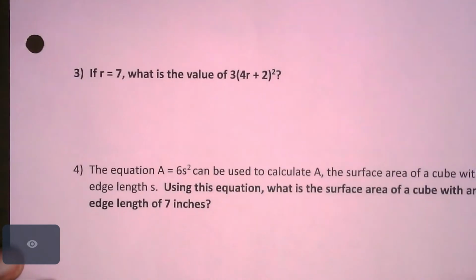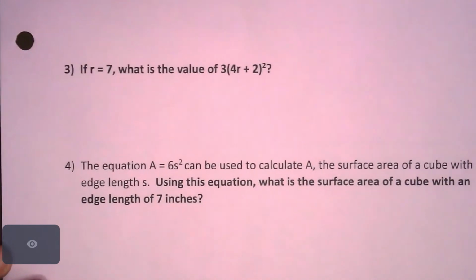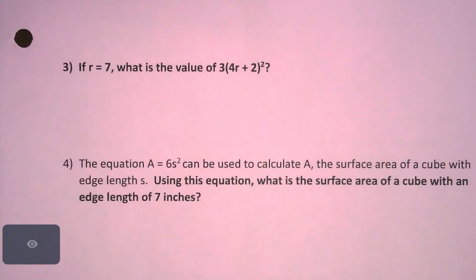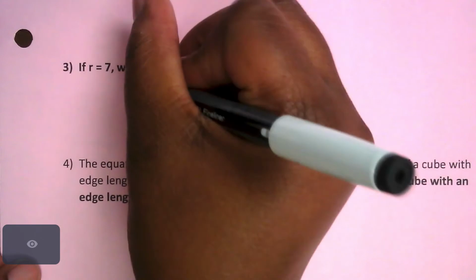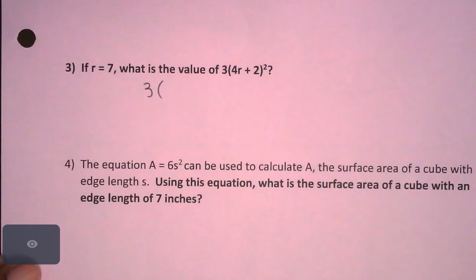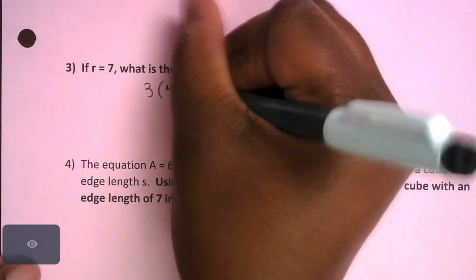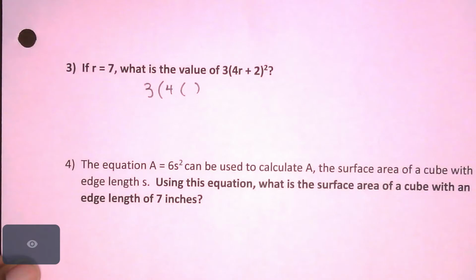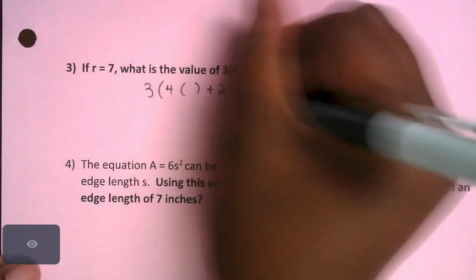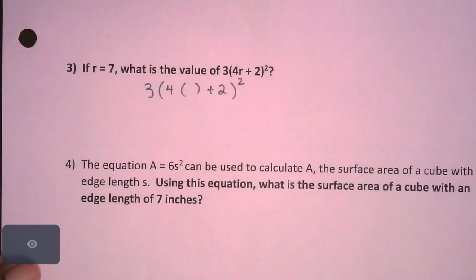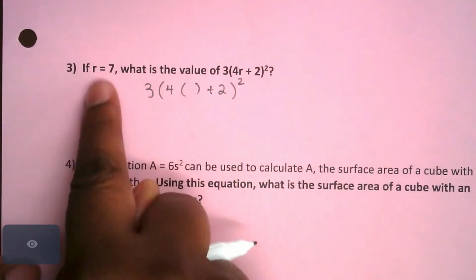All right, number 3. If R equals 7, what is the value of 3 times, in parentheses, 4R plus 2, outside the parentheses, an exponent of 2, so it's squared. Again, this is another substitution problem. So I'm going to rewrite my problem where I am putting a parking space for that variable. And now I know that where that R is, I need to put 7.